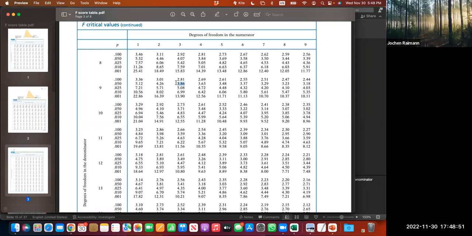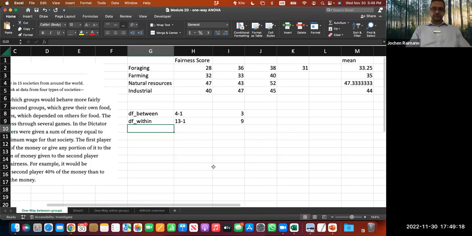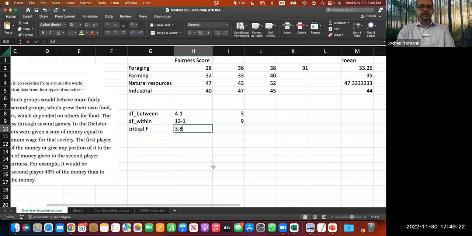So you set your critical value again at 5%. That's the alpha, the alpha for a t-test, for an ANOVA. If our alpha was 0.025, then we would choose, exactly, if you would set this at 2.5%, your critical F would be 5.08. Okay, so that's our critical F, 3.86.